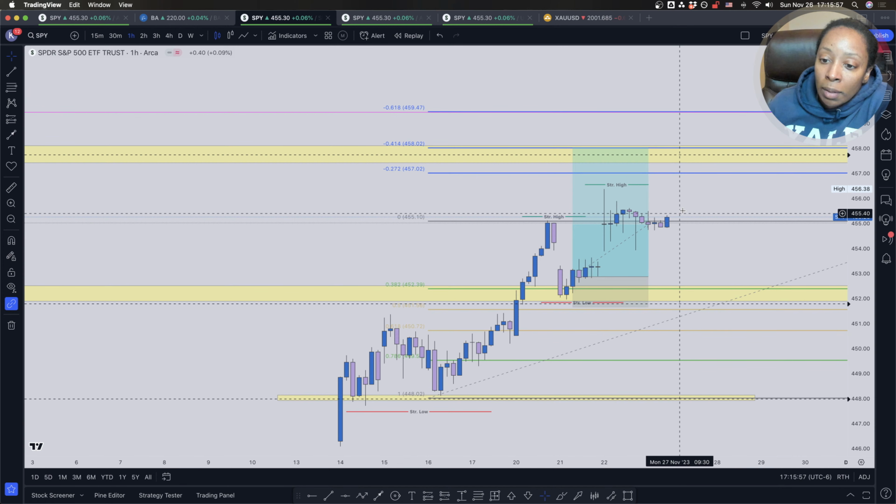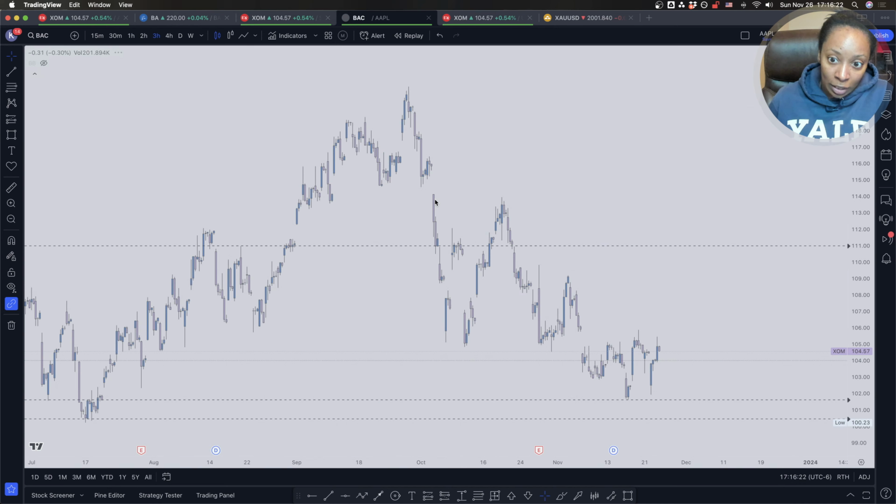What else am I looking at? XOM. Was this XOM? Exxon Mobil. Oh, I think it was something I didn't have saved. I think that was Bank of America. BAC. Bank of America, this is something that I'm looking to buy at some point. Not really at this point, just because it broke above these resistance levels. Actually, let's go to a higher time frame. It may come back down, but we'll see.